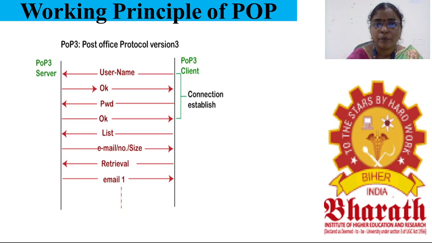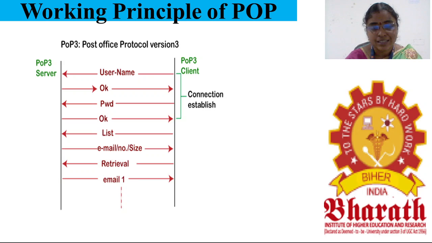So this is a small pictorial representation of the working principles of POP3, Post Office Protocol version 3. On the left side we have the POP3 server and on the right side we have the POP3 client. The POP3 client sends the username to the POP3 server. The POP3 server verifies whether the username is correct or not and sends an accepted message as an OK message.